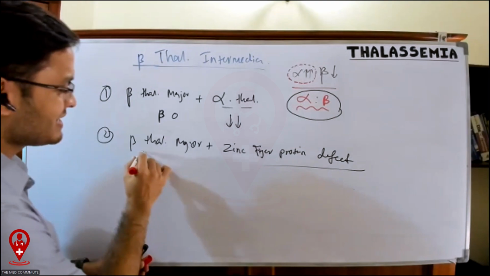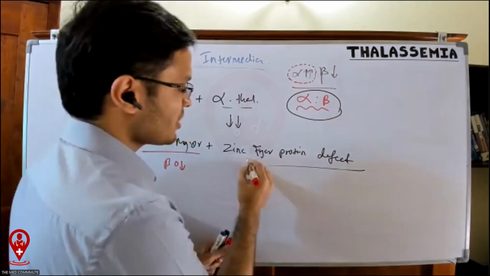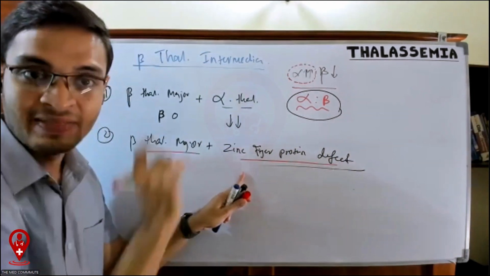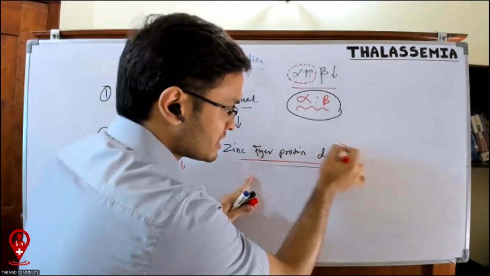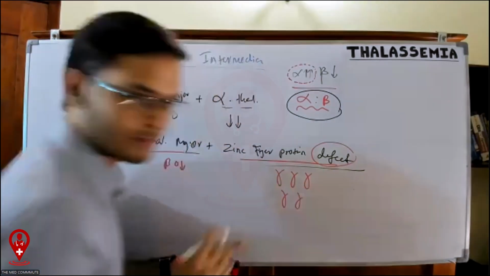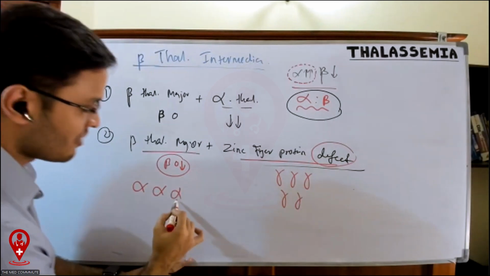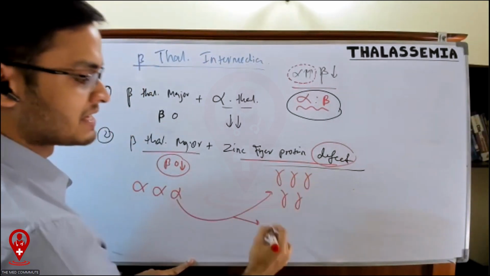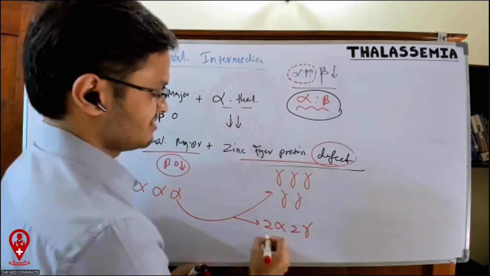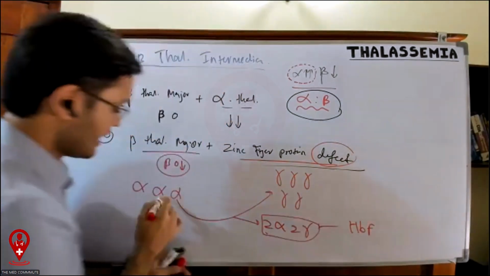Excellent. They are having beta thalassemia major, so their beta is low, very low, or 0. But they are also having a coexisting zinc finger protein defect. What was the function of zinc finger proteins? They inhibit gamma production. If zinc finger proteins are defective, they are not going to inhibit gamma. So what is happening? Gamma increases. So much of gamma is present. Now here, when beta is lost, there was a lot of alpha present, right? And now what can happen? This alpha can go and bind with these gamma chains to form 2 alpha 2 gamma. What is 2 alpha and 2 gamma? This is HbF.